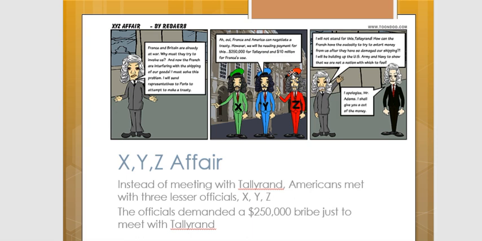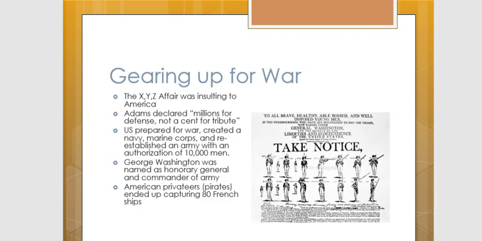And these lesser ministers say the Americans cannot meet with Talleyrand to negotiate an end to the hostilities until the United States pays $250,000 to France just for the privilege of talking to the foreign minister. This is known as the XYZ affair. And as you can imagine, this gets people pretty upset and pretty angry. So word goes back to America about the XYZ affair, and Adams and the entire country are up in arms.